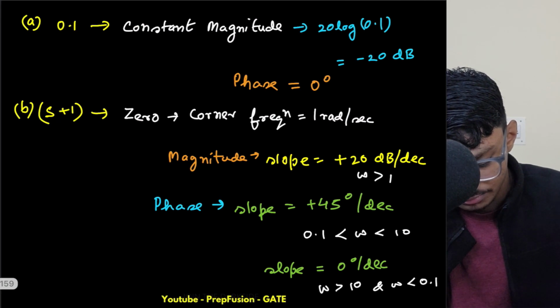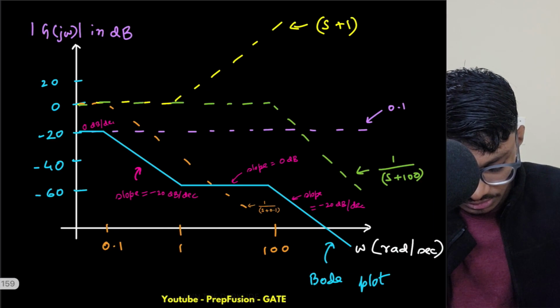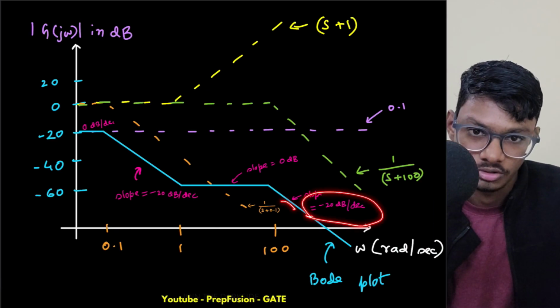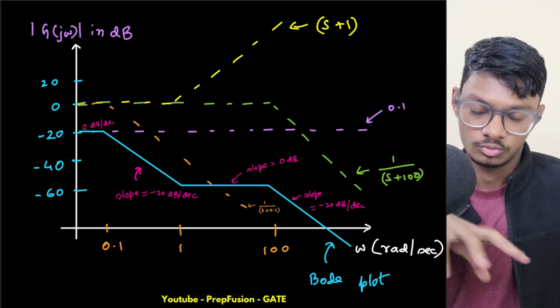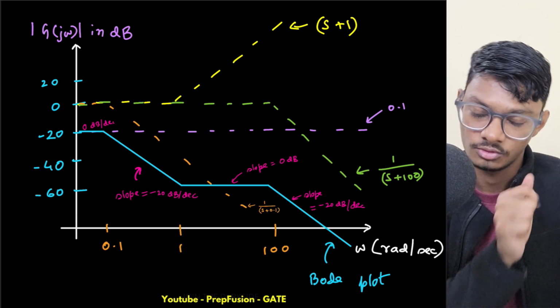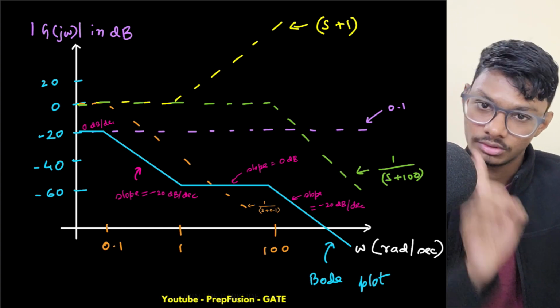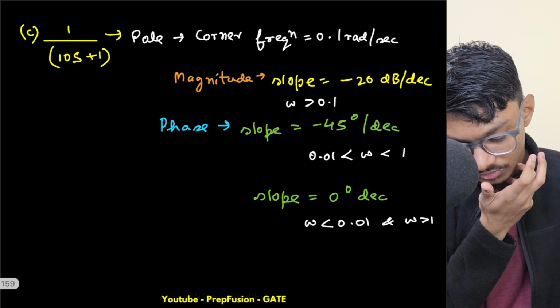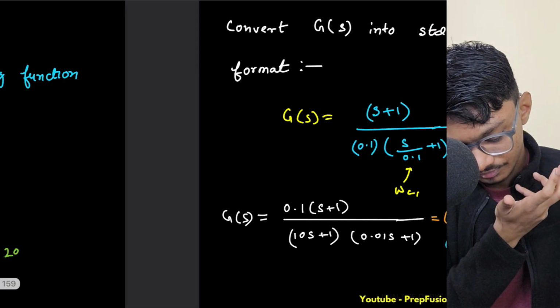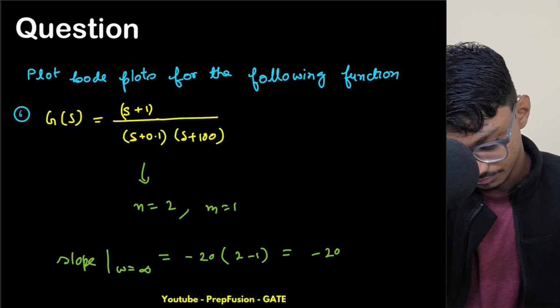Now is this the case here? Yes. What is the slope? The slope is minus 20 dB per decade. So like this you can cross verify whether you did the Bode magnitude plot right or not. The phase plot also you can cross verify. You are checking that yes, it is giving me minus 20 dB per decade slope.